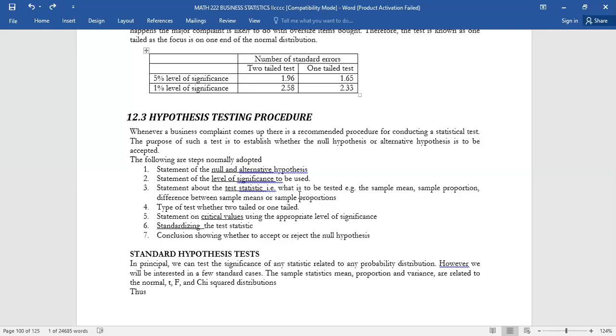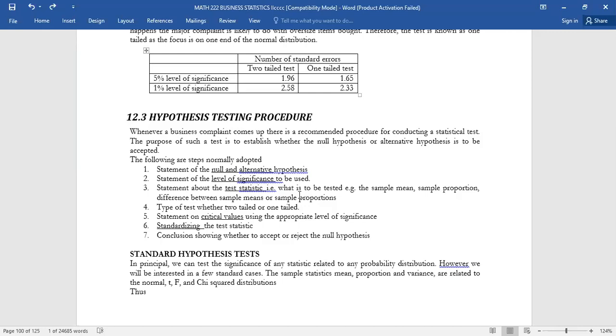We normally do the statement of the null hypothesis and the alternative hypothesis. Like in our case, we said that our null hypothesis is that the bags of sugar are equal to 2 kg. If it is not equal to 2 kg, it is then our alternative hypothesis. Then from there, we get the statement of the level of significance. And you said we are going to use 1 or 5% level of significance. Then our third step is the statement about the test statistics.